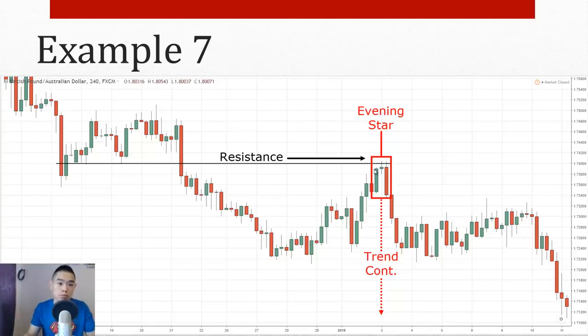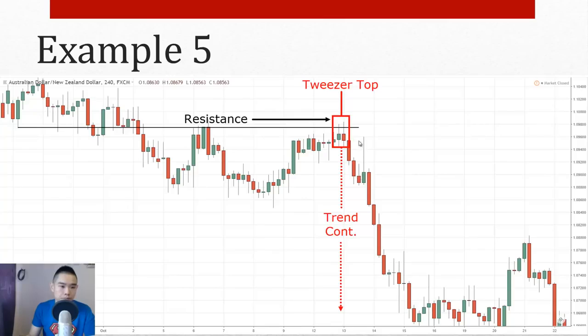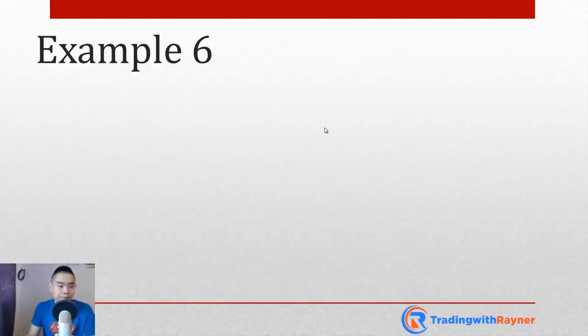Same for the tweezer tops and bottoms. If you see earlier, the tweezer tops, the textbook example I shared, the highs were at the exact same level. But for this example, the second candle's high actually exceeded the first candle. Again, there are always variations to it. So if you're the type of trader that memorizes the patterns, then you're going to have a really hard time because the market will not give you the exact textbook setup. It always comes with variations, slight nuances and changes along the way. So you have to be prepared and really know how to read candlestick patterns. That's why we spent some time talking about reading candlestick patterns in the earlier part of the video.